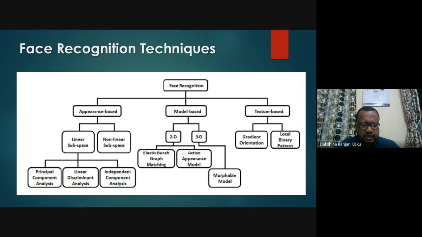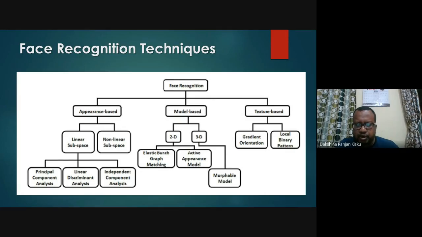Okay, that means if we use the kernel trick or kernel strategy in principal component analysis, then that will be called kernel principal component analysis. Then that technique will not be called a linear subspace method, it will be called a non-linear subspace method. We introduce this kernel trick for getting the non-linear subspace features, that means the compact form of that feature using a non-linear subspace method. Whenever we introduce the kernel trick in the linear subspace method, it becomes a non-linear subspace method. Okay, now these are the techniques which come under appearance based methods.